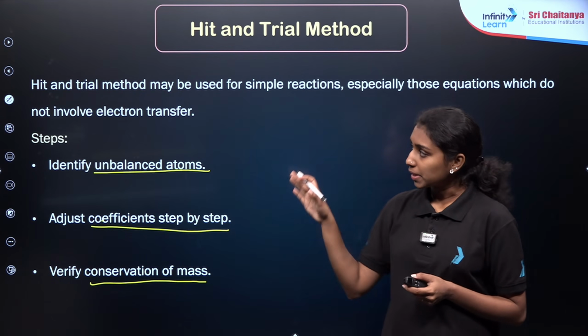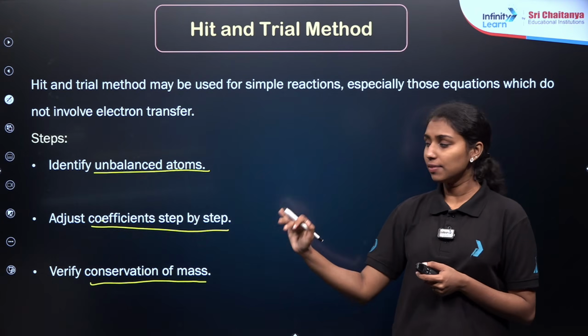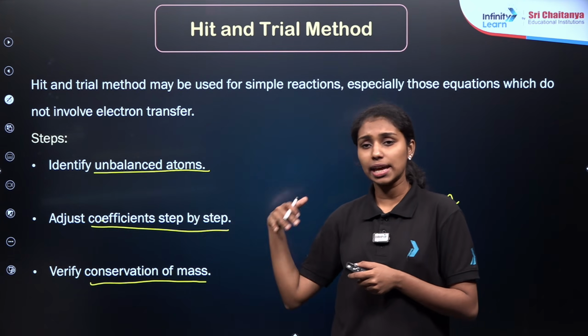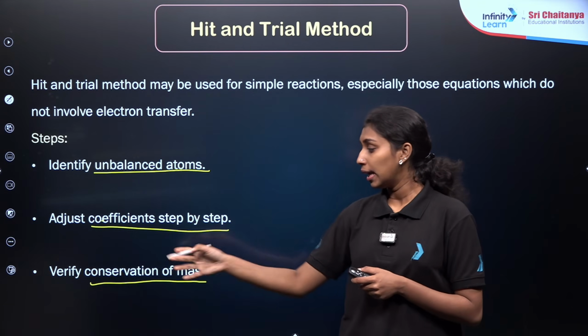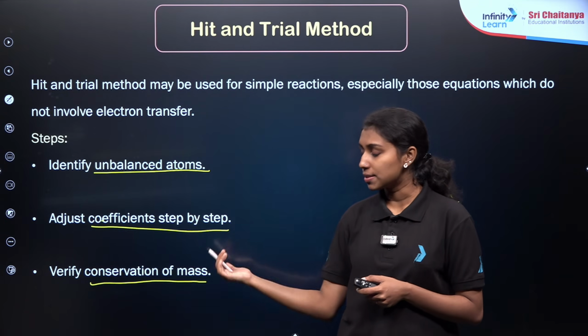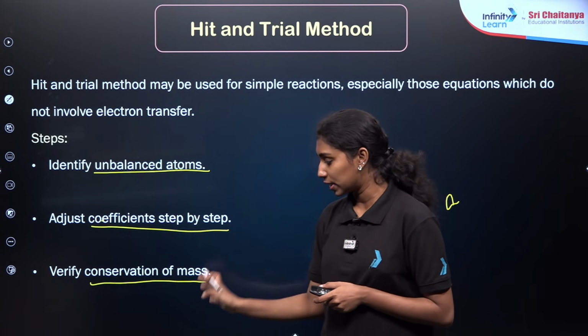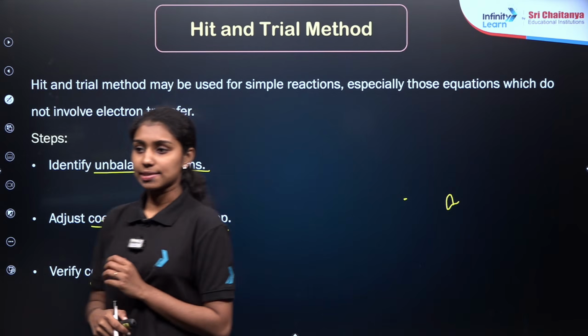These are the important steps for the hit and trial method. We find out the unbalanced atoms, then adjust the coefficients step by step. Then we need to add the masses to verify the law of conservation of mass. Let us see an example here.